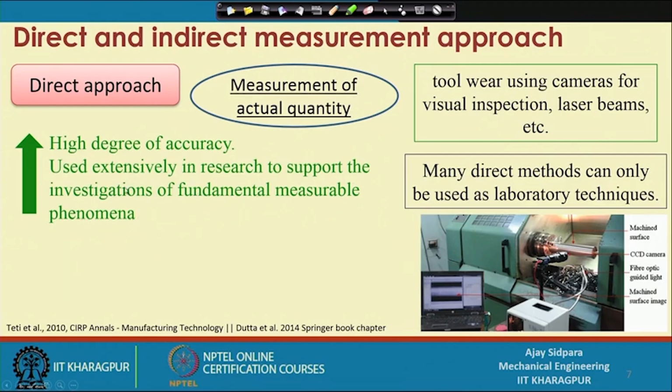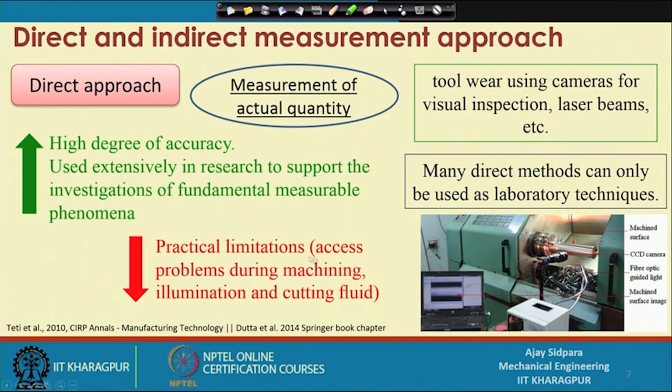Because at the initial stage, when you want to do some type of fundamental research, you do not want any inaccuracy in the measurement. Later on you can move to some other approach, but right now you do not require any noise between the measurement and the signal you are getting. So this is very advantageous, but practical limitations are there, because these methods are mostly used in the laboratory, not at the production level.